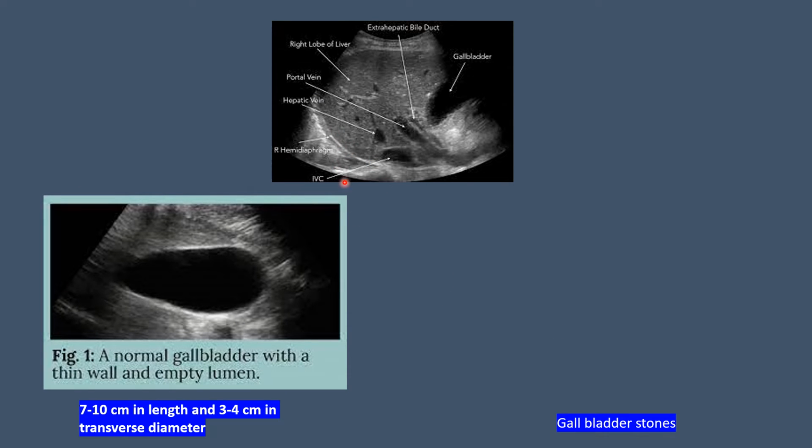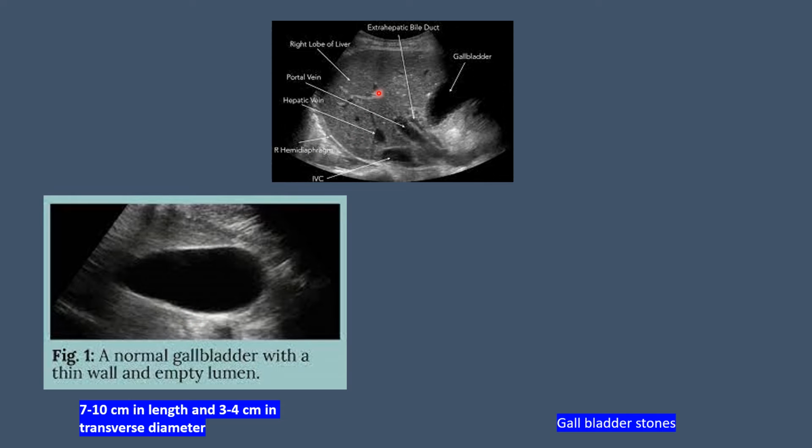As for the ultrasound, this is a normal gallbladder with a thin wall and empty lumen. The wall is thin, the lumen is empty. The length is around 7 to 10 centimeters and 3 to 4 centimeters in transverse diameter. The thickness of the wall should be less than 2 millimeters.